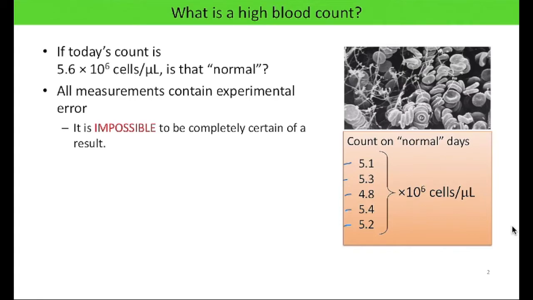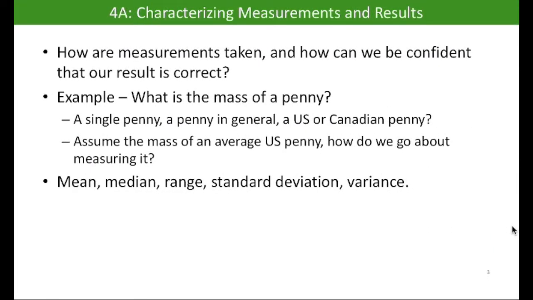Your condition probably isn't changing, but because the measurement itself has some uncertainty, the result that you get out of your measurement is going to be slightly different every time you do it. Even if it's the exact same sample, it's likely that the result is not going to be exactly the same. So if today's count was 5.6 million cells, and your normal count goes from 4.8 to 5.4 million cells, then you would have to determine whether or not 5.6 million cells is a statistical error or is within the normal variation of your blood count. So how are measurements taken and how can we be confident that our result is correct?